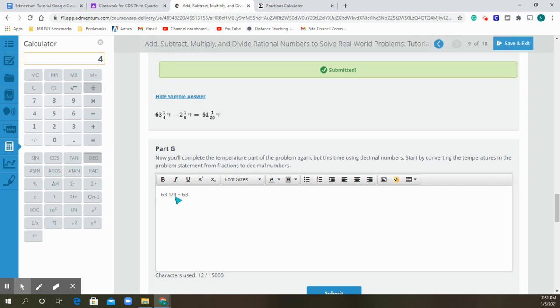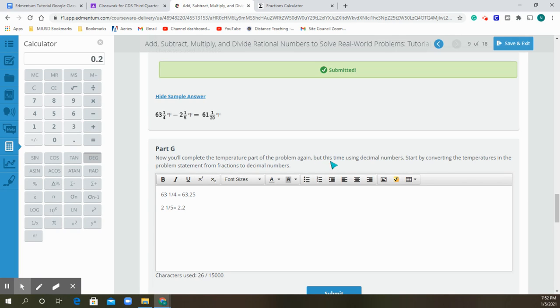1 divided by 4 equals 0.25. Next, we have the 2 and 1/5, so it's going to be the same thing, the same process. We're going to keep the 2 and add the decimal, and then 1 divided by 5 equals 0.2.